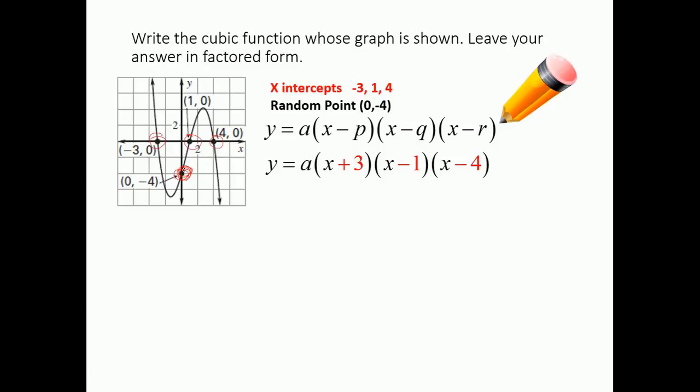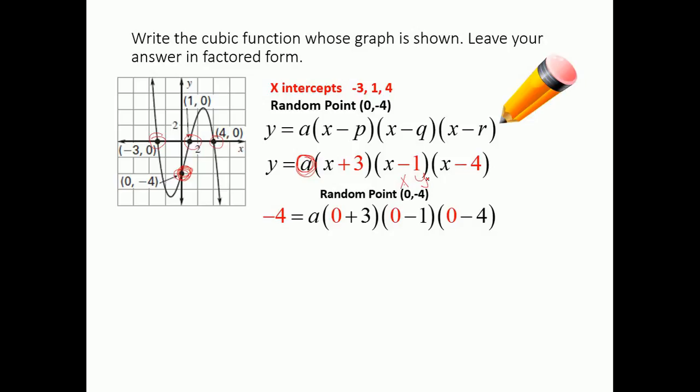Now, how can I get that a? Right now I have three variables: y, a, and x. Well, x and y are usually missing. We don't usually have a number for those, but we need a number for a. That's when that random point comes in. I'm going to take my random point and plug in 0 for x and -4 for y. So I'll have -4 equals a times 0 plus 3 times 0 minus 1 times 0 minus 4.